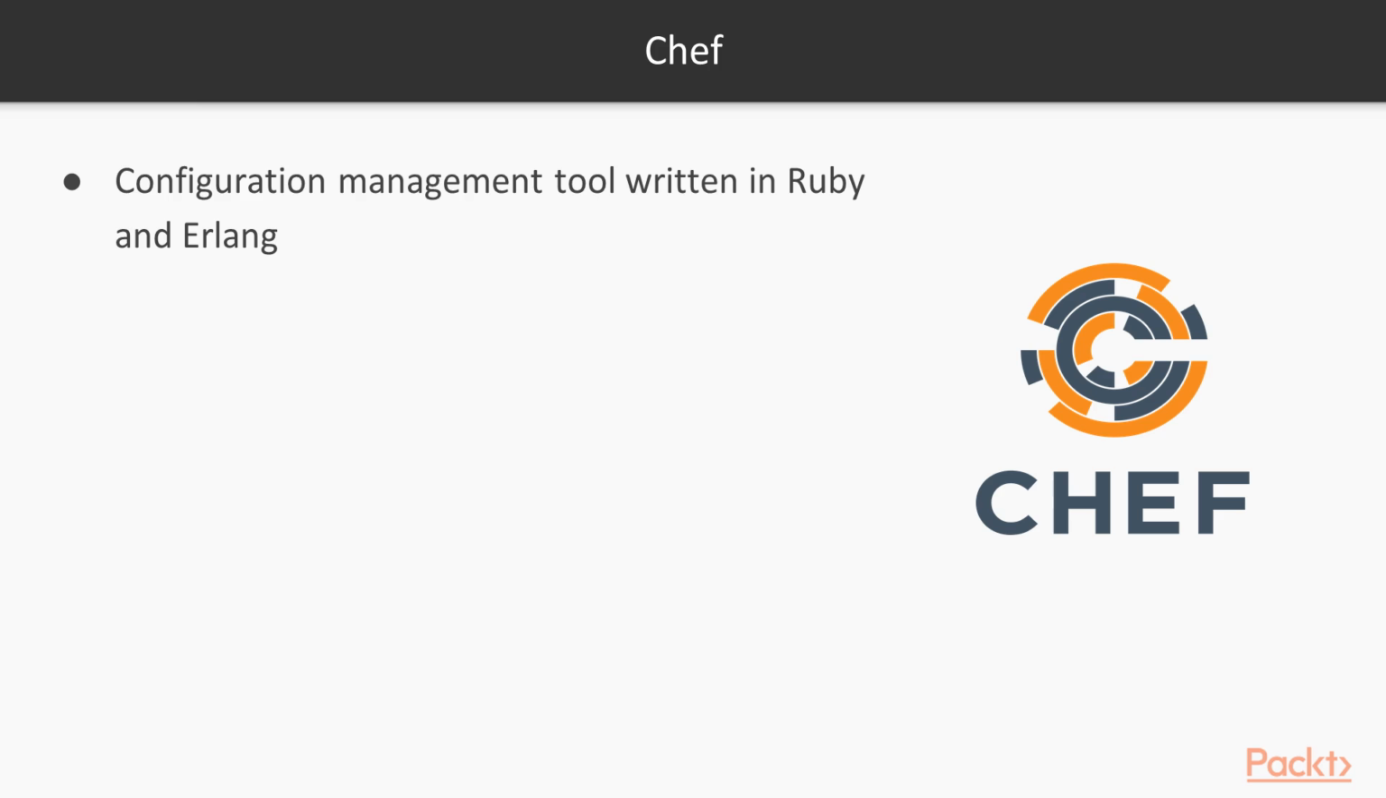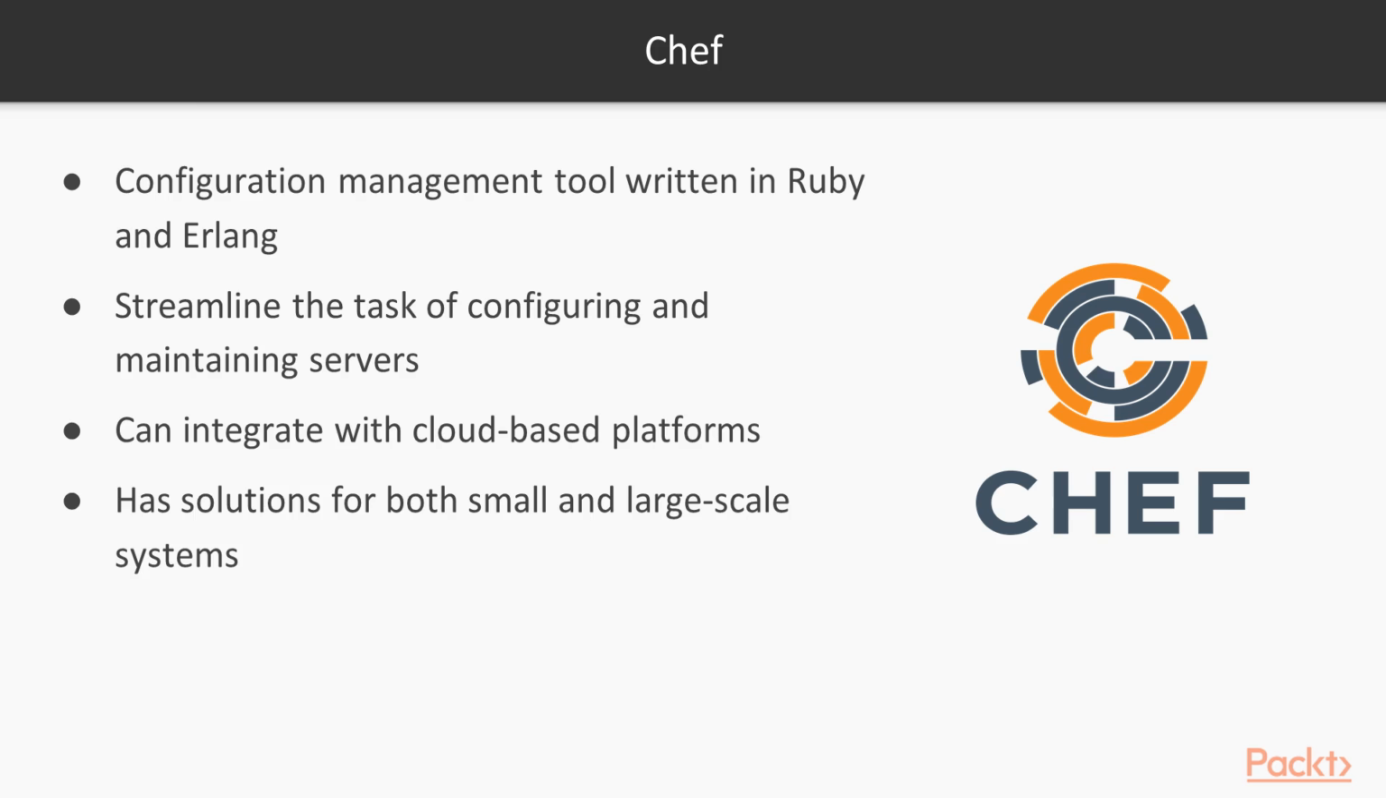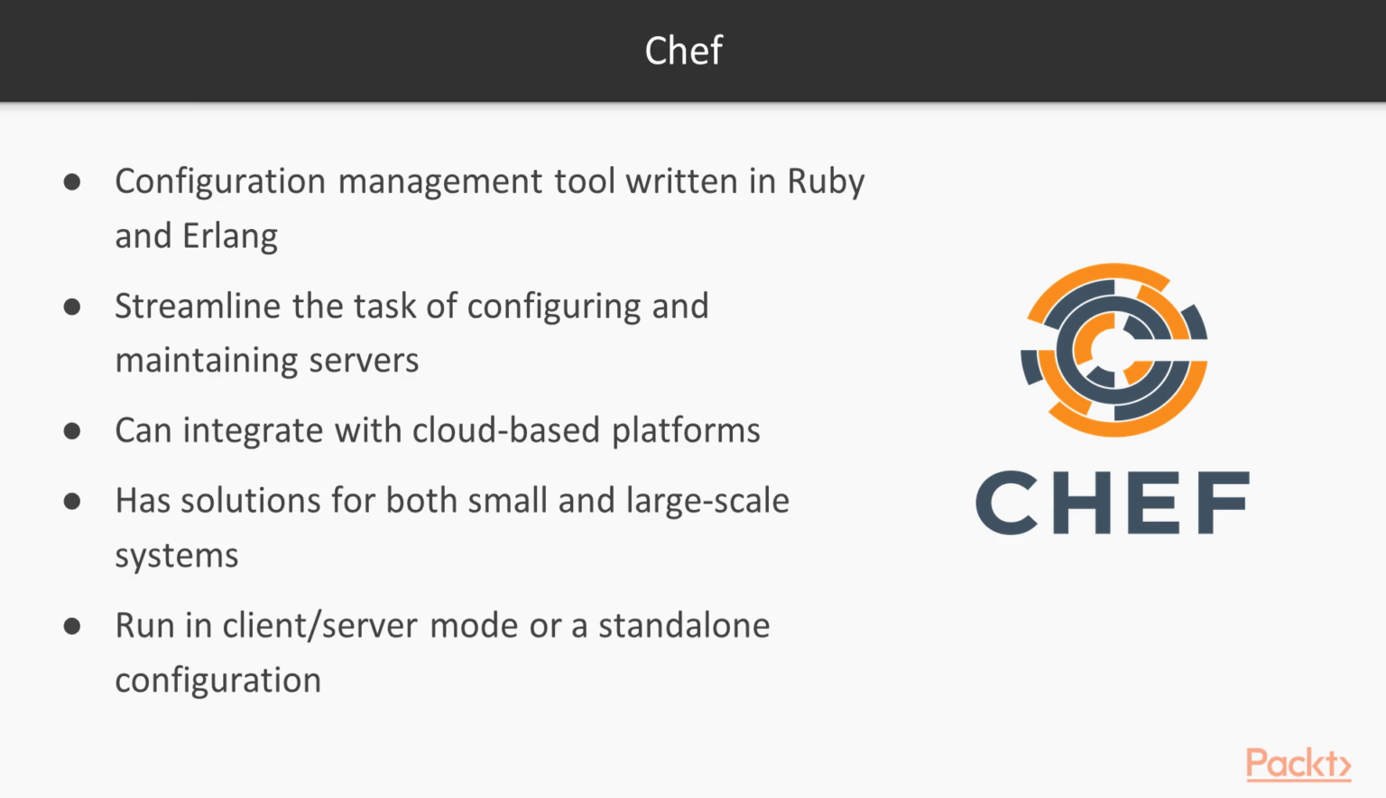Now starting with the first configuration management tool, which we'll be working on, Chef. Chef is written in Ruby and Erlang. It streamlines the task of configuring and maintaining servers, can easily be integrated with cloud-based platforms, has solution for both small and large-scale systems. Run in a client-server mode, and wherever needed, it can be used as a standalone configuration.